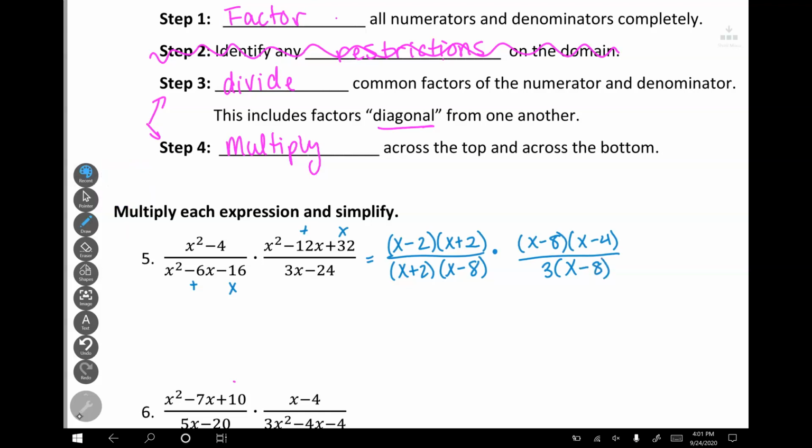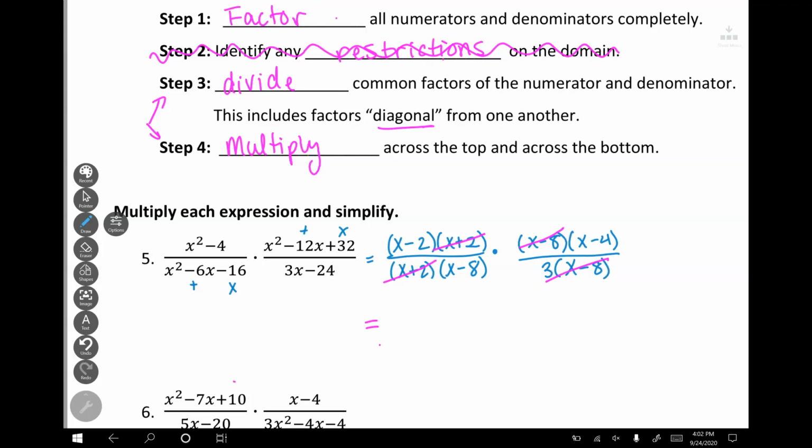All right, now we cancel or divide out anything that appears in the numerator and denominator, and this can be diagonal too. So if it's in the other fraction, but if it's in the numerator and denominator, you can cancel it, but only once. So I've got my x plus 2's right there, top and bottom. I've got an x minus 8. Now I've got it in this fraction on the left and I've got it in the fraction on the right twice. So it doesn't matter which one you cancel, just only cancel one of those x minus 8s in the denominator, not both. Okay, so just one of them.